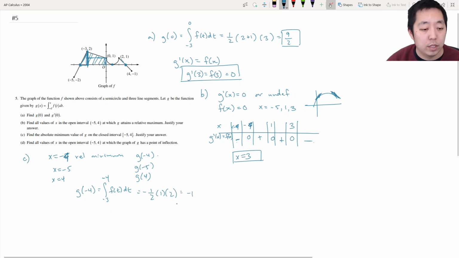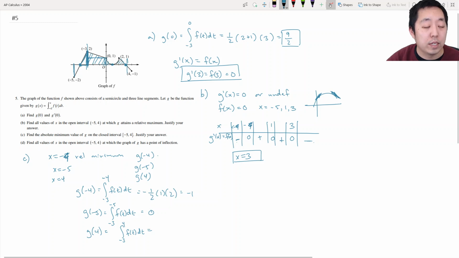So it's negative 1. And then g of negative 5 is the integral from negative 3 to negative 5 of f of t dt. That's equal to the area of this triangle negative plus the area of this triangle. Actually, these two triangles cancel each other out because that whole area from negative 3 to negative 5 is just going to be 0. And then g of 4 is equal to the integral from negative 3 to 4 of f of t dt. So that's the area under f from negative 3 all the way to 4, which is here, all of this area.